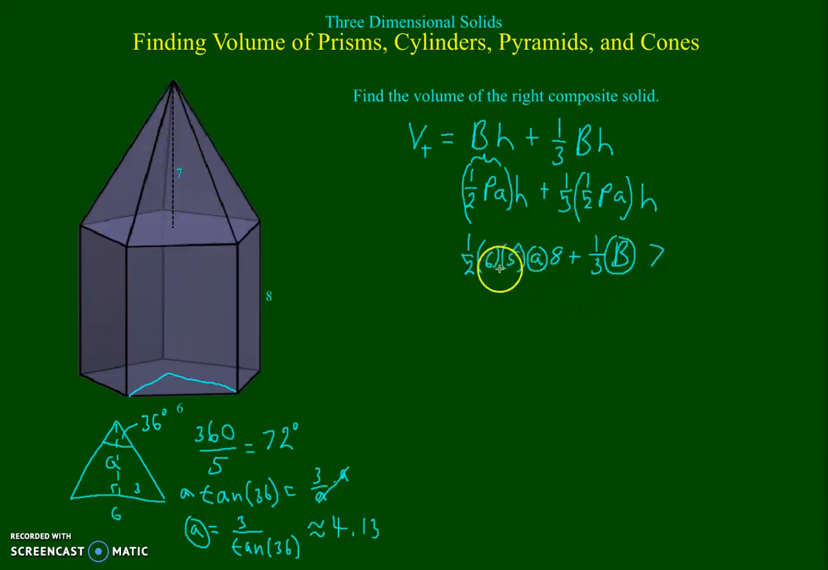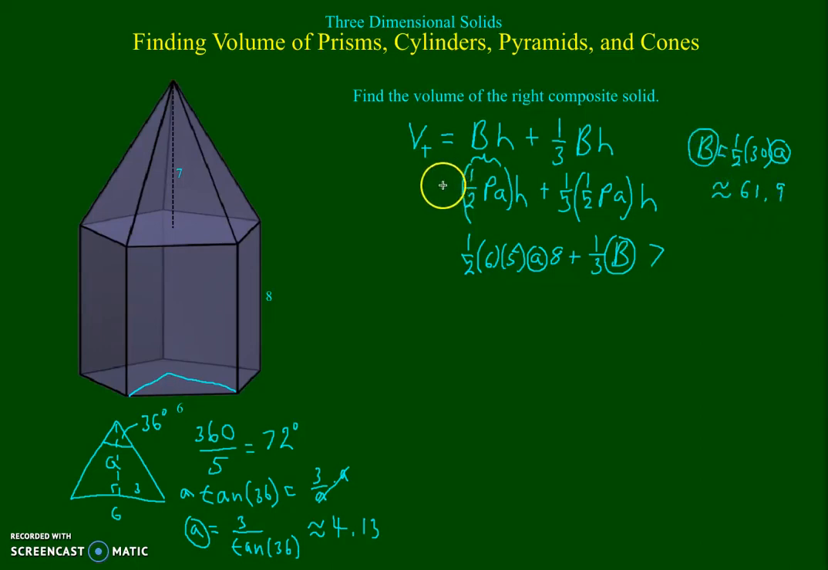Let's go ahead and calculate our big B. So big B is 1/2 perimeter, which is 6 times 5, or 30, times the apothem that I stored. And that gives me approximately 61.9.